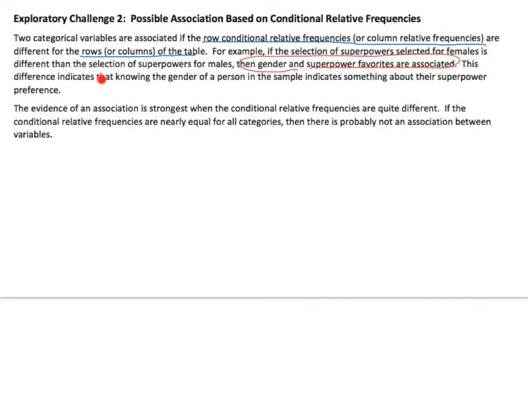This difference indicates that knowing the gender of a person in the sample indicates something about their superpower preference. The evidence of an association is strongest when the conditional relative frequencies are quite different. If the conditional relative frequencies are nearly equal for all categories, then there's probably not an association between the variables. These are all things you're going to have to remember.